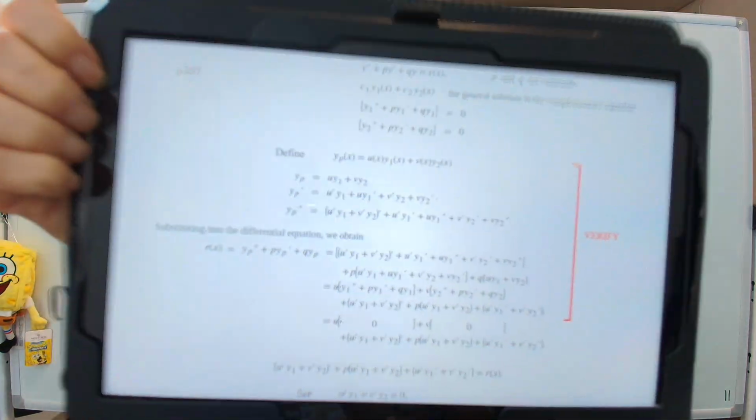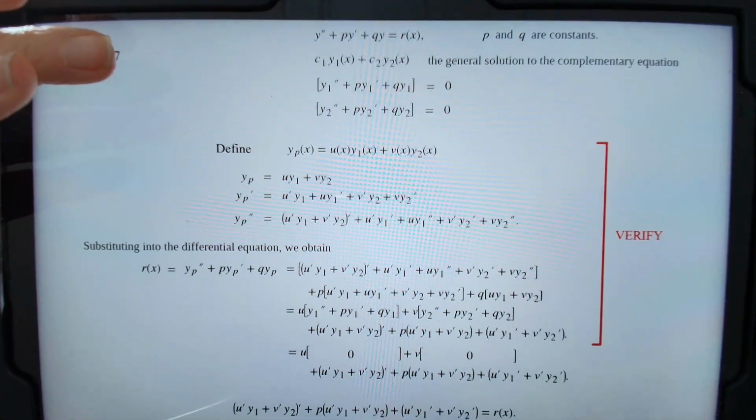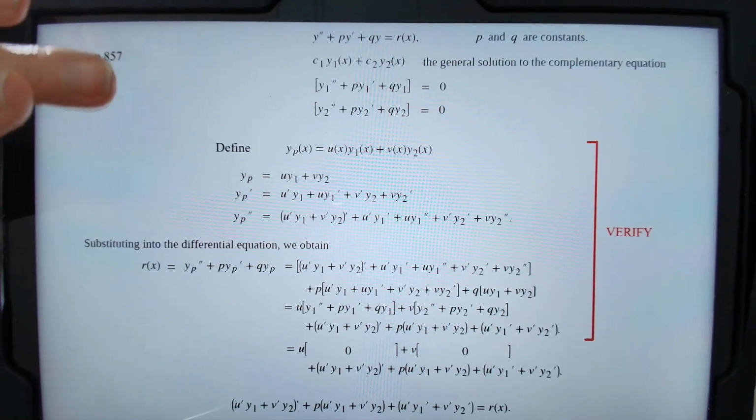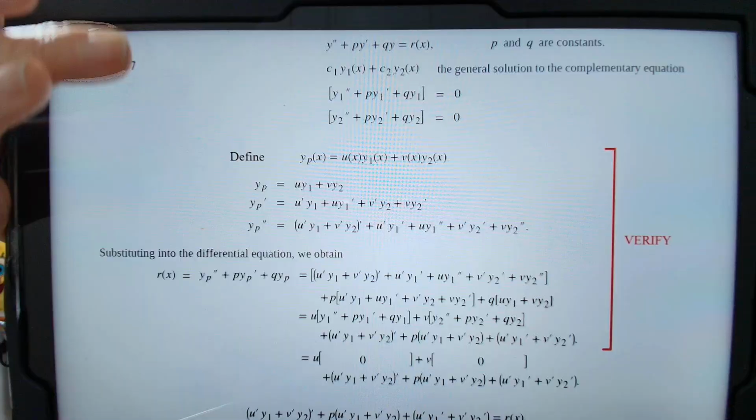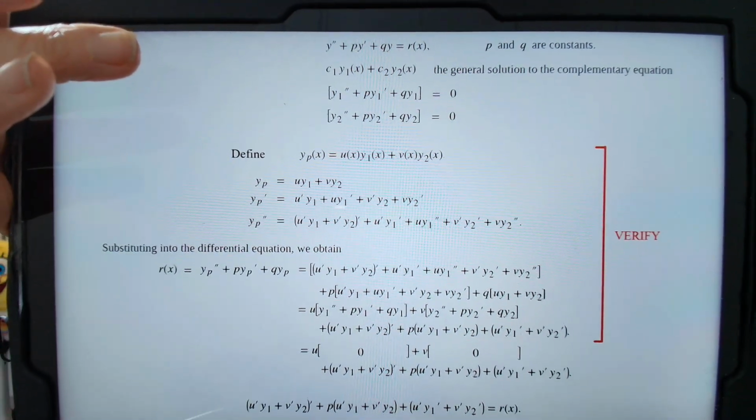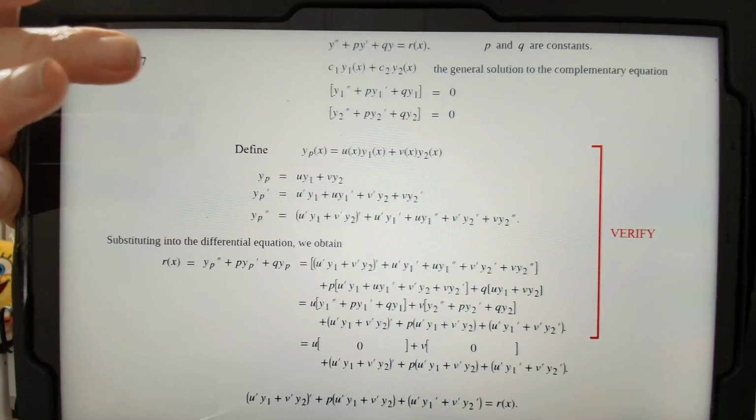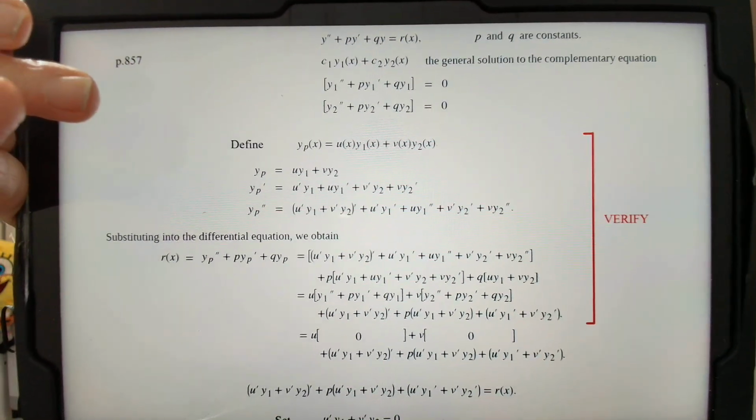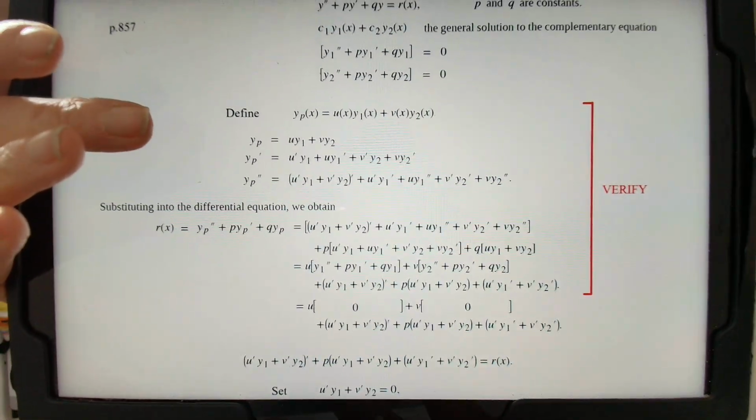Being that C1 and C2 can be any constant, if we put C1 equal to 0, that means y2 is a solution, and if we put C2 equal to 0, that means y1 is a solution. The point is y1 and y2 satisfy the differential equation, for just the complementary one though, okay, that is they equal 0. They don't equal R(x) when they're plugged in. They equal 0.